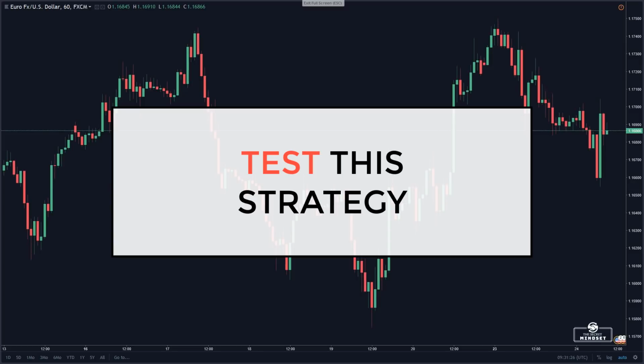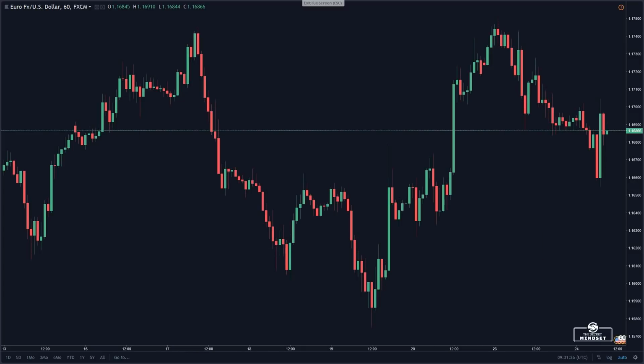Test this strategy for a couple of weeks and come back here and share your results. If you have any other filters or tools to improve this setup, I look forward to hearing from you in the comments section.